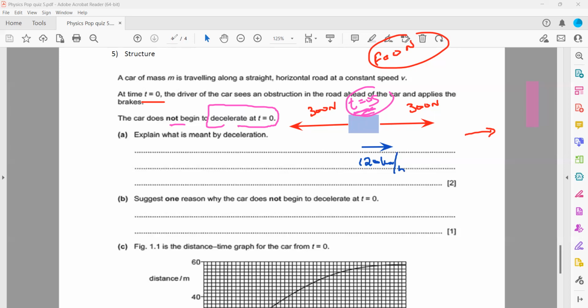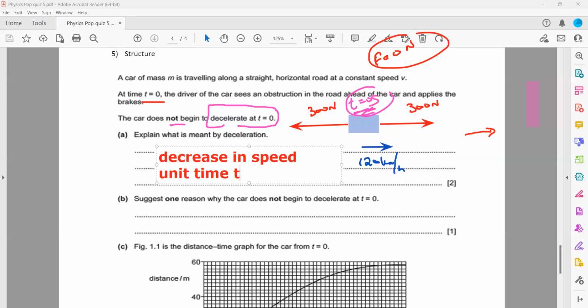First is what is meant by deceleration, and it's 2 marks. So 1 mark is for a change in speed, like a decrease in speed or velocity, and 1 mark is for mentioning unit time. Like how every second, how much the speed changes.